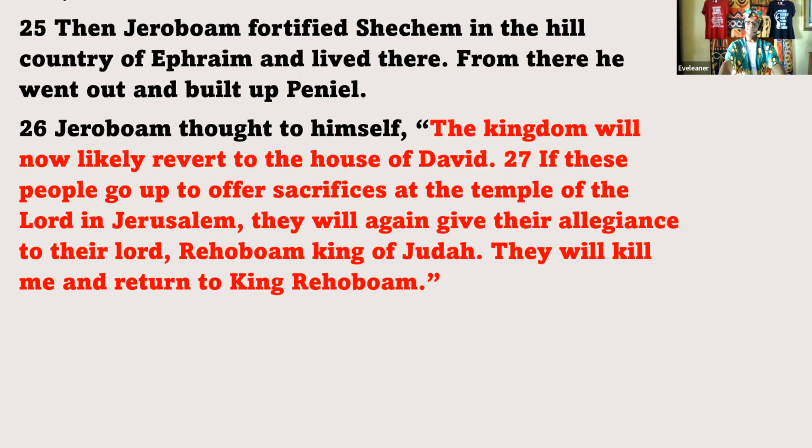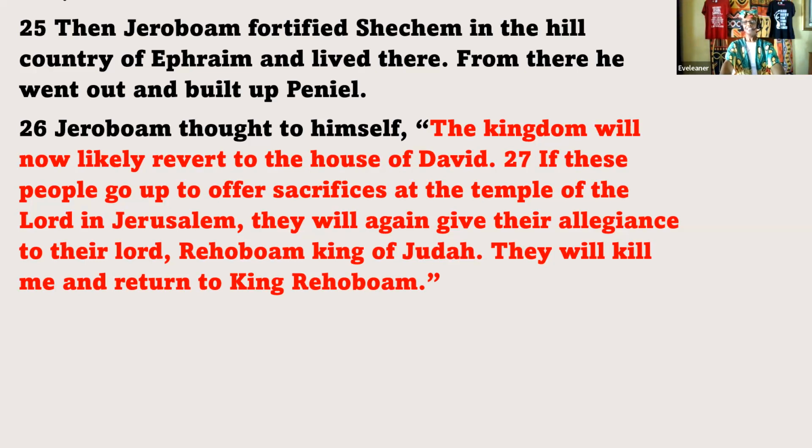Then Jeroboam fortified Shechem in the hill country of Ephraim and lived there. From there, he went out and built up Peniel. Jeroboam thought to himself, the kingdom will now likely revert to the house of David. And if these people go up to offer sacrifices at the temple of the Lord in Jerusalem, they will again give their allegiance to their lord Rehoboam, king of Judah. They will kill me and return to King Rehoboam.